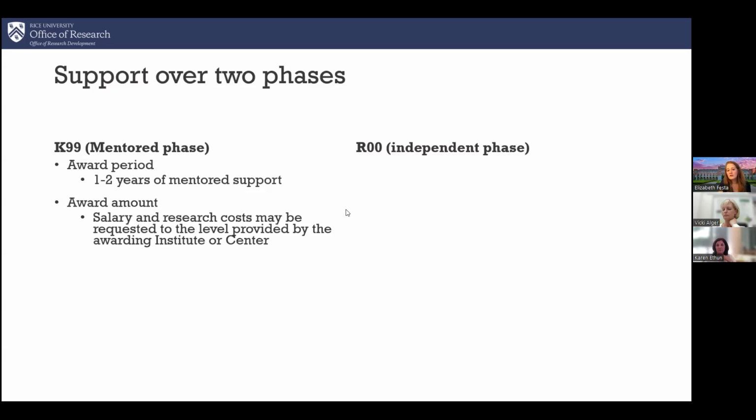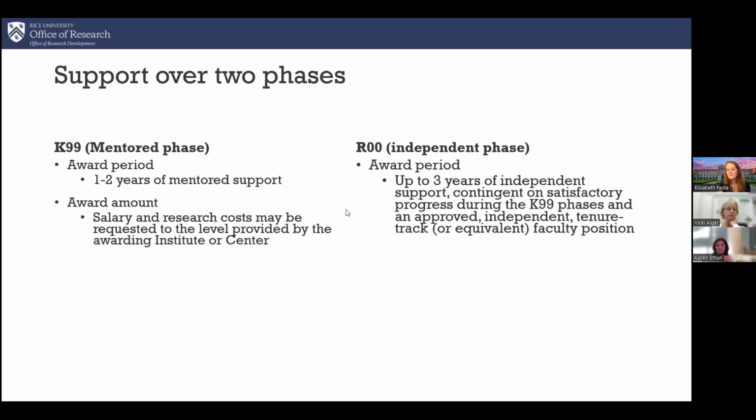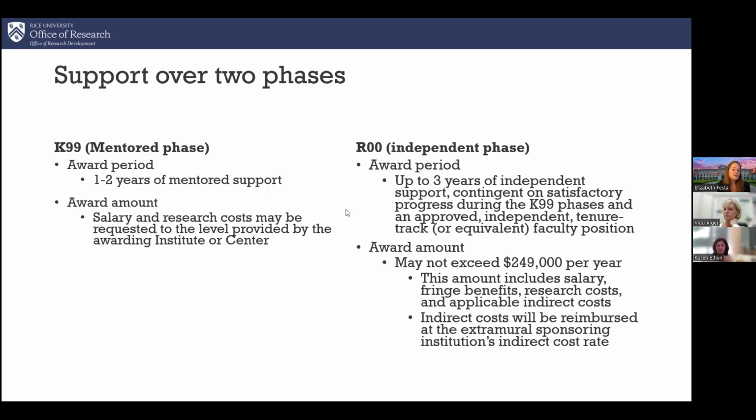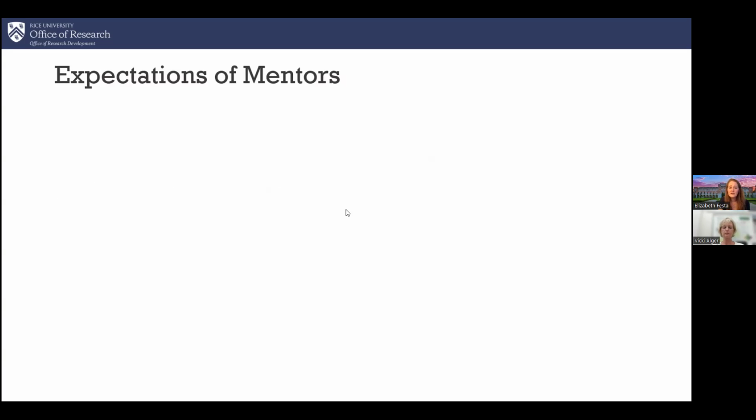There are some great links to that on the websites I will be giving you. And then you have an R00 independent phase. So that is up to 3 years of independent support. And you'll transition to that award as soon as you get that independent position. The award amount may not exceed $249K a year. And there are a lot of details on that budget in the solicitation and guidelines.